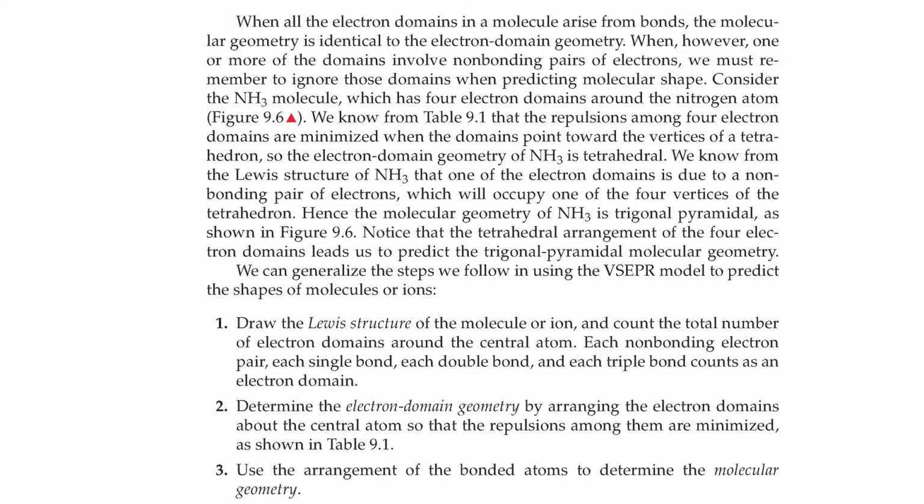We can generalize the steps we follow in using the VSEPR model to predict the shapes of molecules or ions. 1. Draw the Lewis structure of the molecule or ion and count the total number of electron domains around the central atom. Each non-bonding electron pair, each single bond, each double bond, each triple bond counts as an electron domain. 2. Determine the electron domain geometry by arranging the electron domains around the central atom so that the repulsions among them are minimized, as shown in Table 9.1. 3. Use the arrangement of the bonded atoms to determine the molecular geometry.